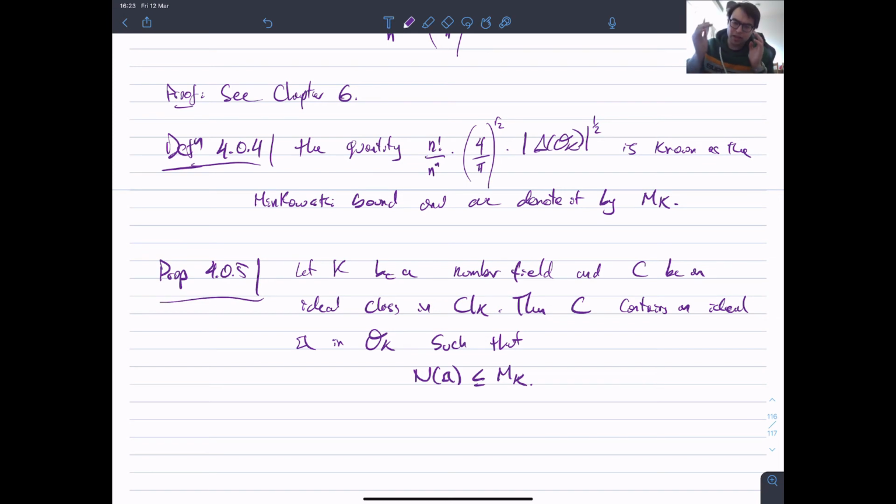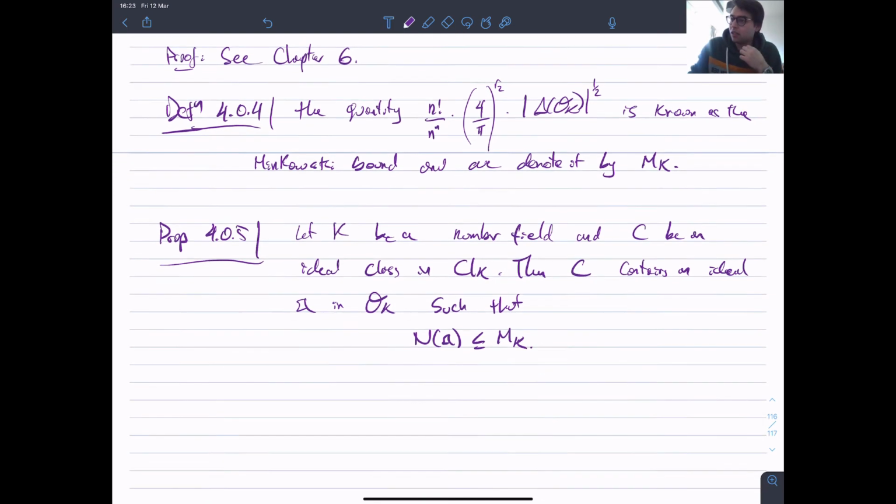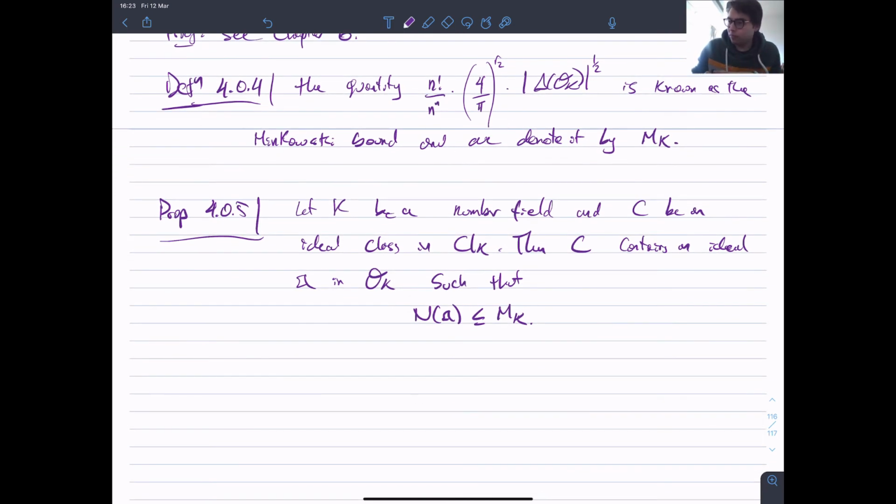So the Minkowski bound tells me, if I look at the class group and I look at the representatives for the elements in my class group, then I can always take a representative given by an ideal with norm which is smaller than my Minkowski bound. So if the Minkowski bound is very small, then every class can be represented by an ideal of very small norm. Okay, so this I will prove now.